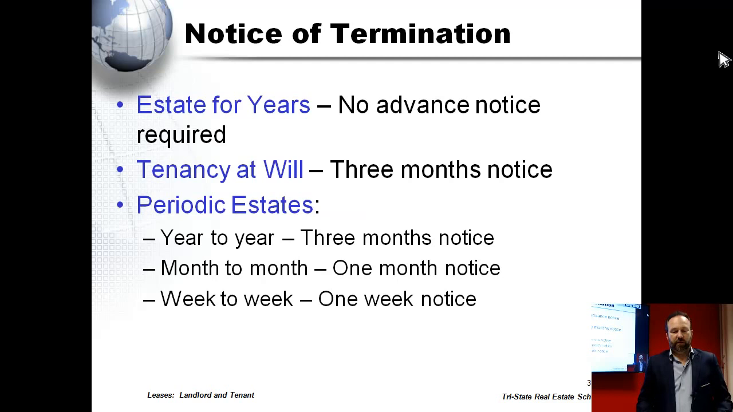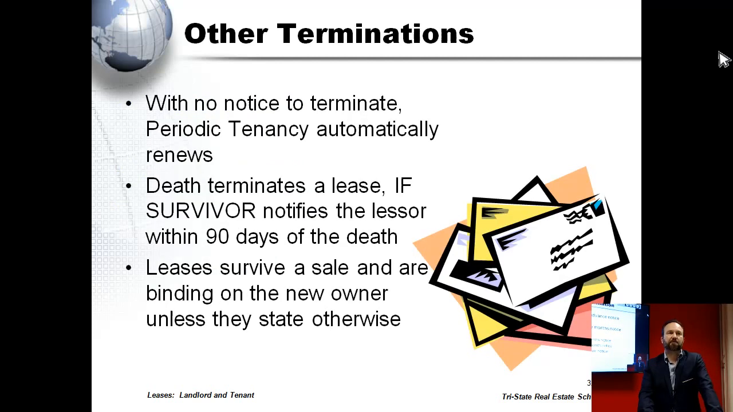Again, notice of termination. Here's just a quick one, two, three. It's on page 167. So estate for years, no advance notice required. Tenancy at will, 3 months' notice. Periodic estates, year to year, month to month, week to week: 3 months' notice for year to year, 1 month's notice for month to month, and 1 week's notice if week to week. Other types of terminations may occur with no notice to terminate. A periodic tenancy automatically renews. Death terminates the lease if the survivor notifies the lessor within 90 days of death. That's pretty key.